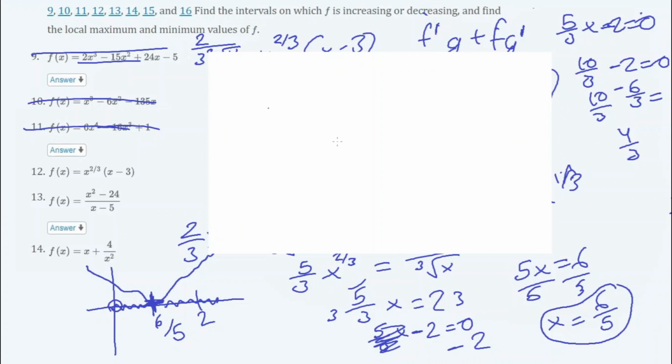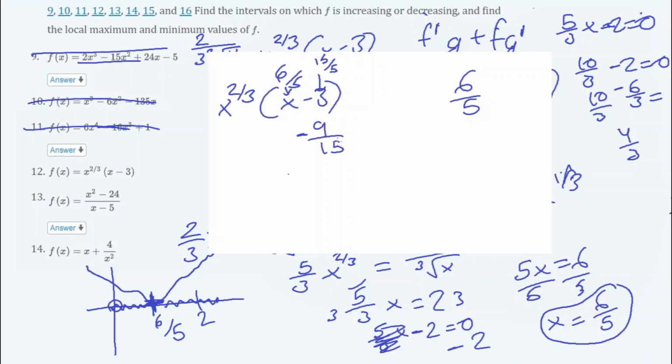Let's right here. So what's the original equation? We're going to have x^(2/3) times (x minus 3). Now we have to plug in 6 over 5 into this equation, which arguably is not going to be fun. So if we put 6 over 5 for x inside here, we're going to have 3. We could replace that with 15 over 5. So we're going to be left with 9 over 15 over here. And then on the outside, we're going to have 6 over 5 to the 2/3 power.